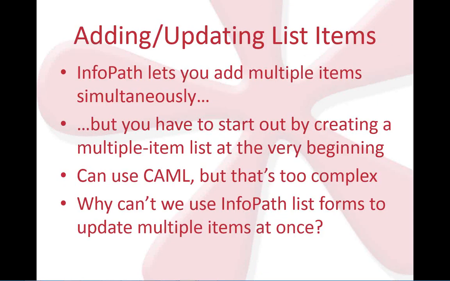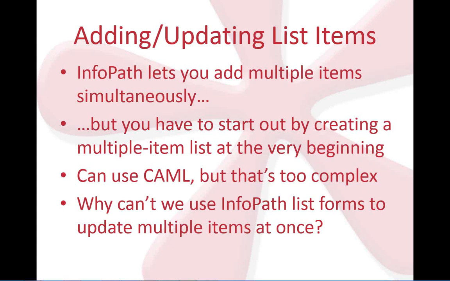So if you've ever used a regular InfoPath list form, you'll know that you do have the ability to add multiple items simultaneously. However, you do have to start out creating a multiple item list at the very beginning. So if you have an existing list that already has items in it, it's already in production, it's in use, you can't just convert that over to a multiple item list without recreating the entire list and redoing whatever data connections you have or workflows you have attached to that. So that's really not a workable solution.